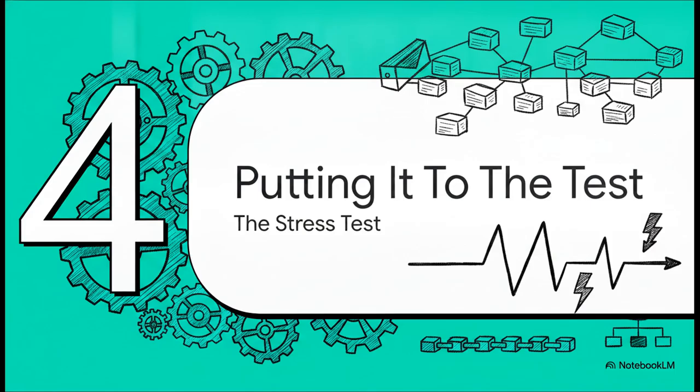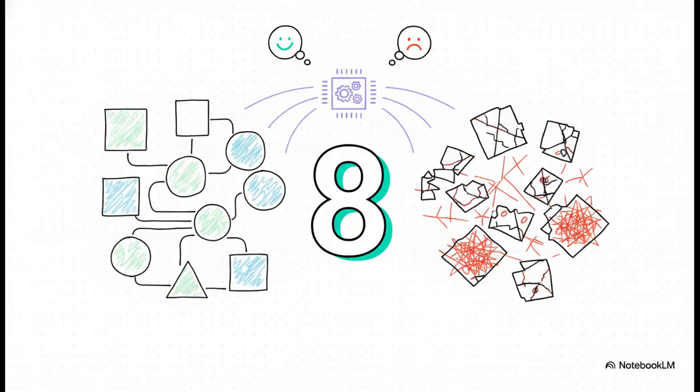All right, section 4. Putting it to the test, the stress test. To prove this isn't just academic theory, let's explore exactly how the researchers rigorously stress-tested FNO. The researchers didn't just test the happy path here. They ran exactly 8 distinct case studies, purposefully dividing them between perfectly valid configurations and intentionally broken ones, just to see if the orchestrator would flinch.